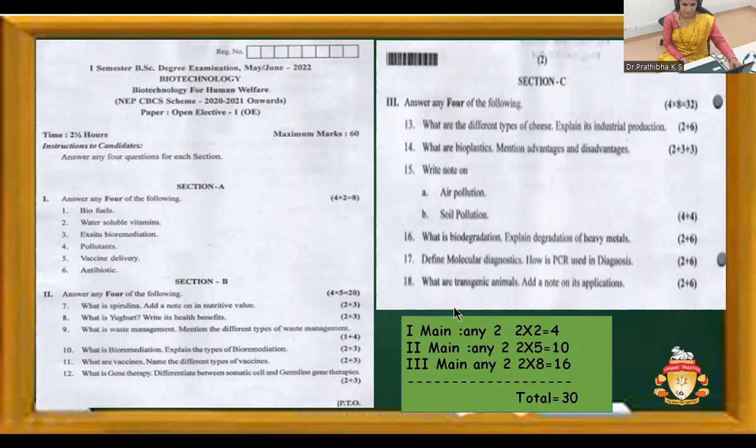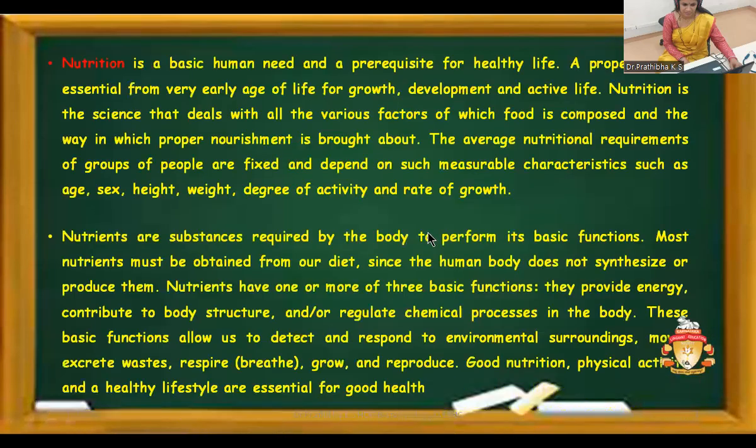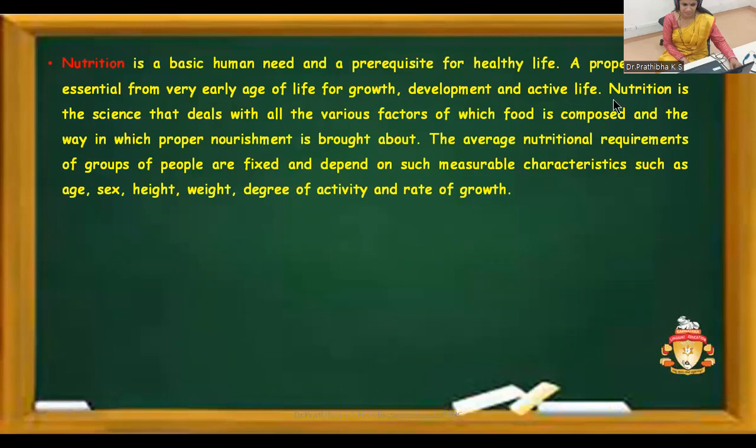Okay, now let us go through my particular unit 1 content. Before going through it in detail, let us understand nutrition. Nutrition is a basic human need and a prerequisite for a healthy life. A proper diet is essential from an early age for growth, development, and active life. We need to have nutrition for our growth, development, and active life. Nutrition is a science that deals with all the various factors of which food is composed and the way in which proper nourishment is brought about.